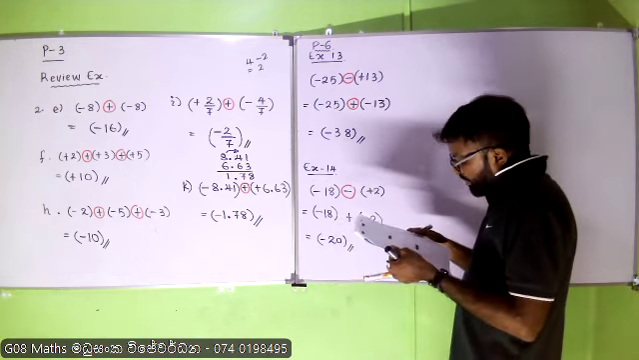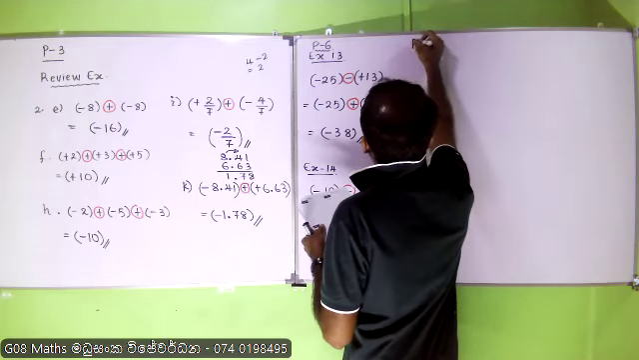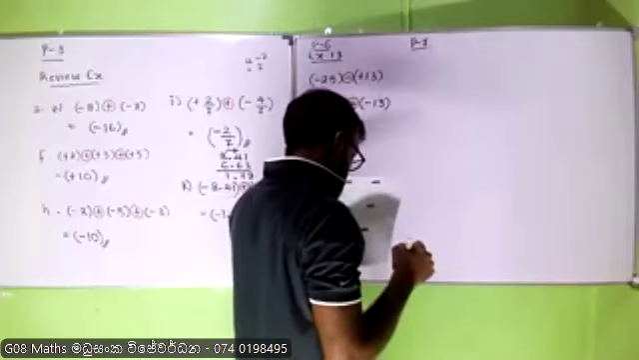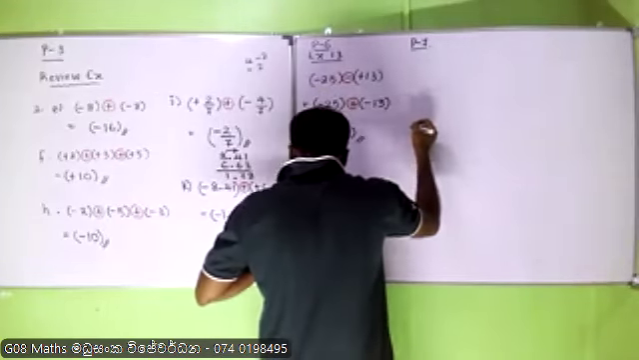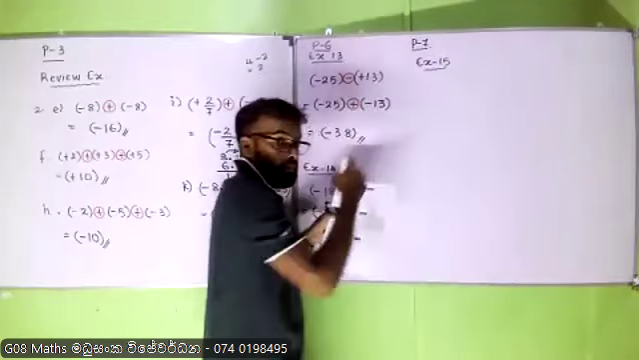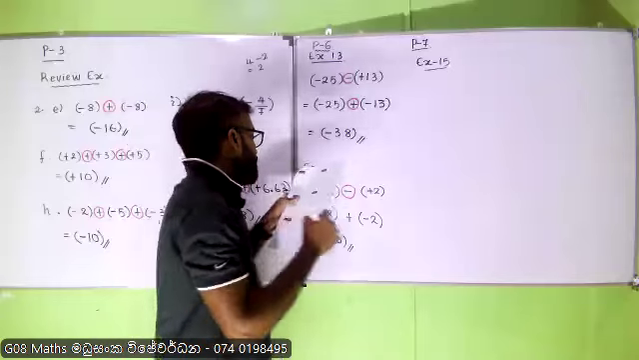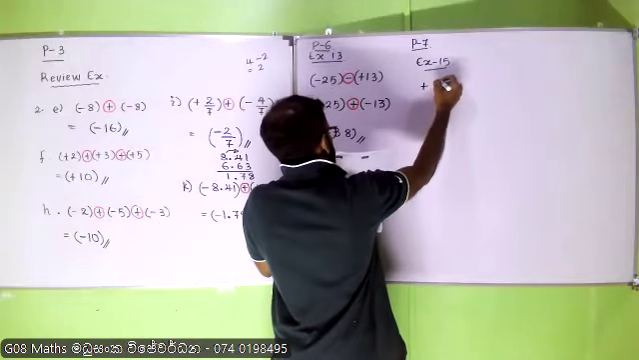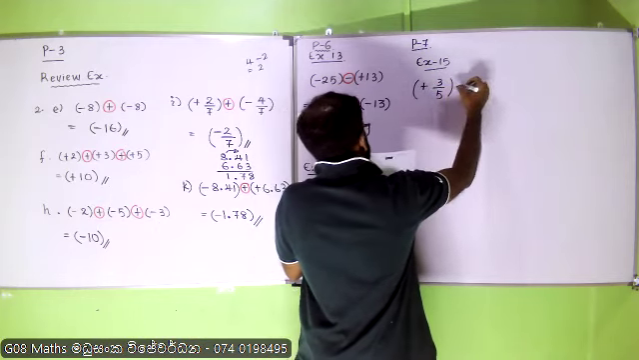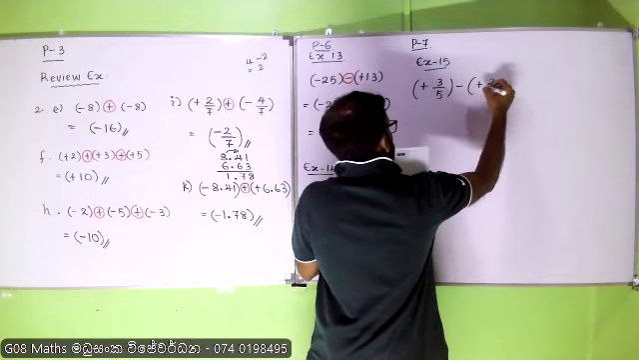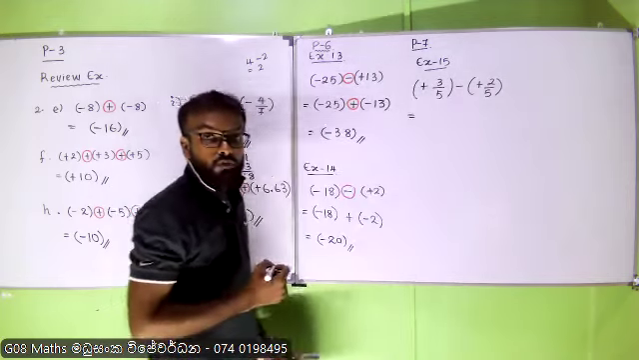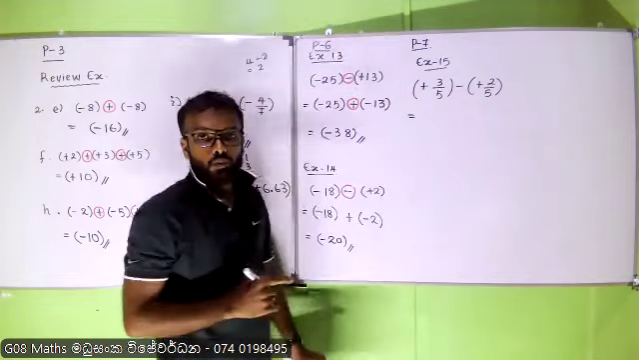Then page number 7. Example number 15. The first example, on top of that. So we have positive 3 upon 5, subtract positive 2 upon 5.